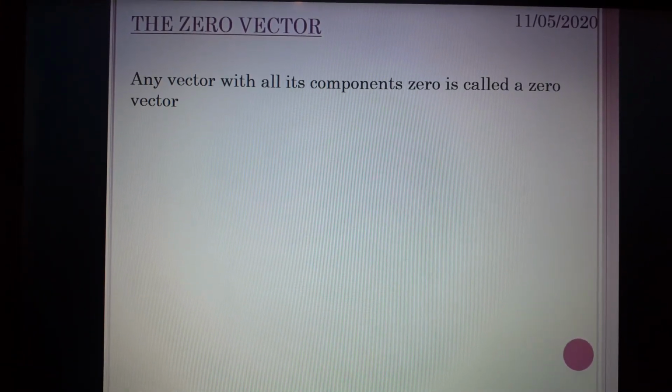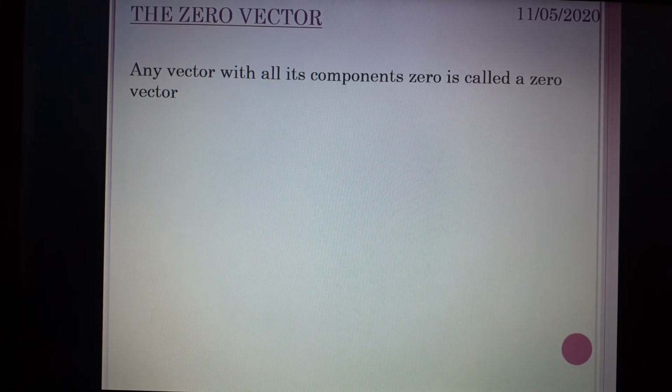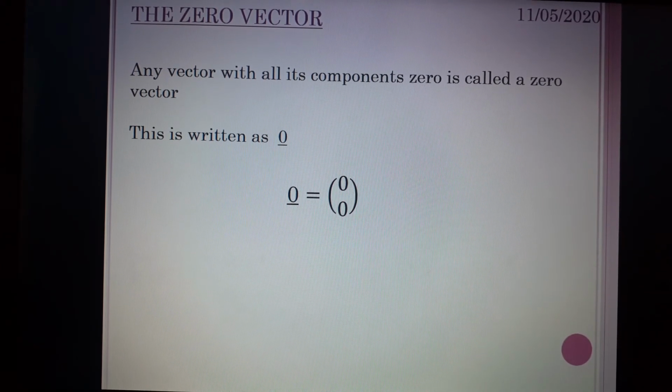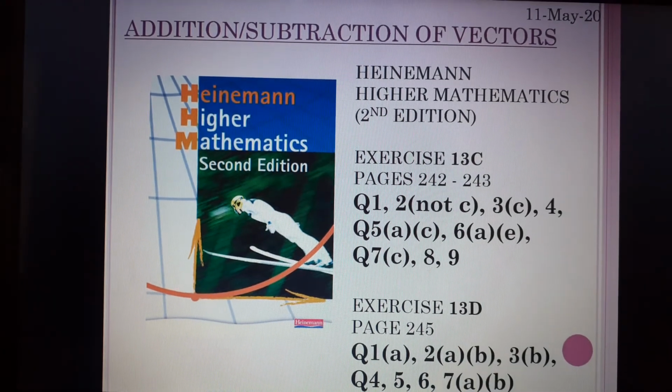We're also going to have a very quick look at the zero vector. Any vector with all of its components 0 is called a zero vector, not really a surprise. So every number for every component would just simply be 0.